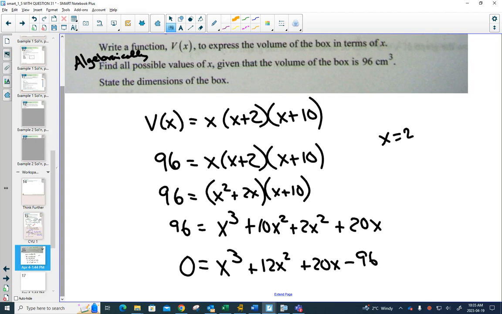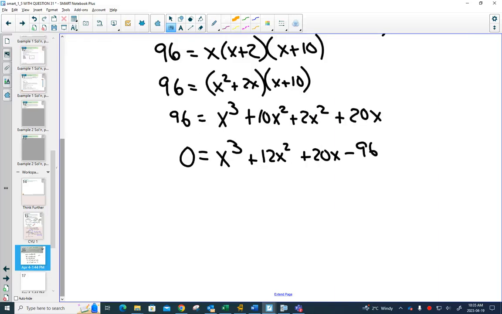And now to solve for x algebraically, you're going to need to factor, which means you're going to have to use the factor theorem, the remainder theorem, the factor property, synthetic division, and the numbers that are going to work have to multiply to 96. So it could be 1 and 96, 2 and 48, 3 and 32. There's a lot of options.